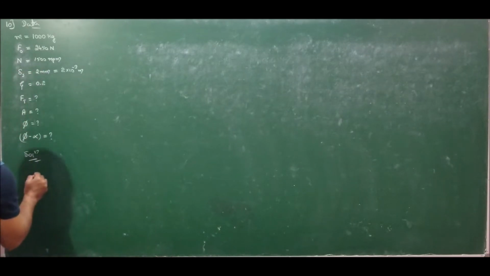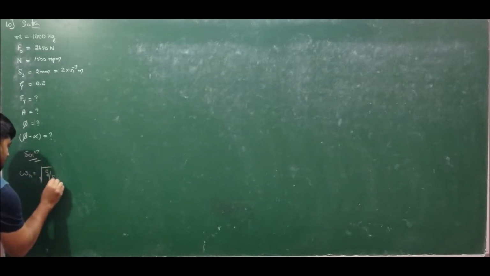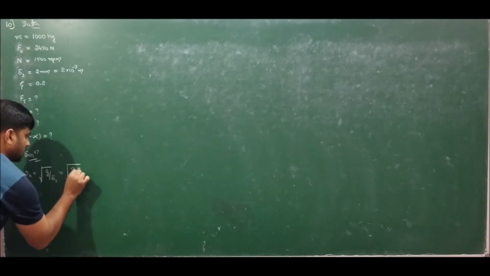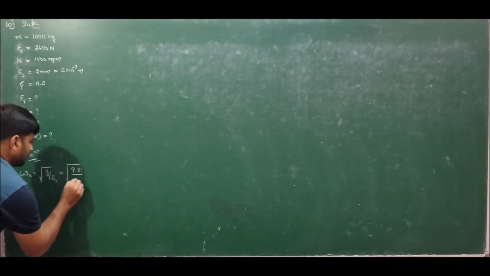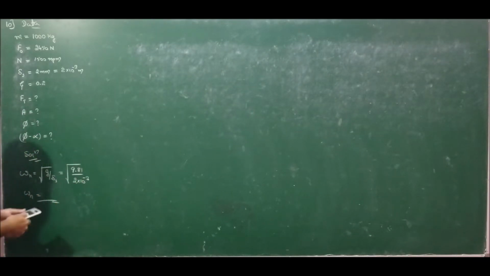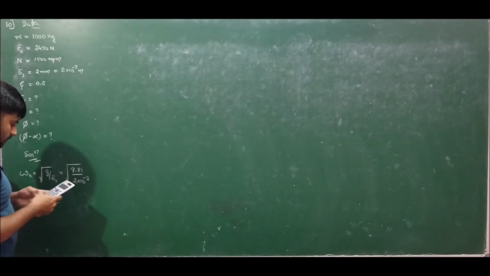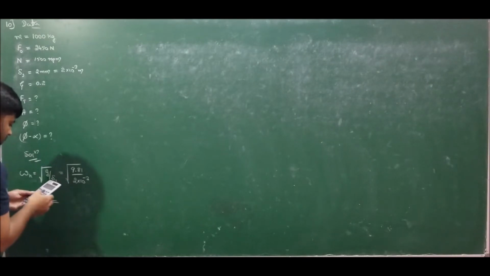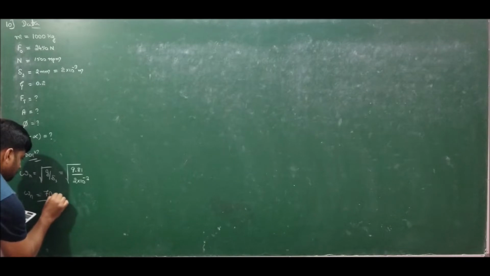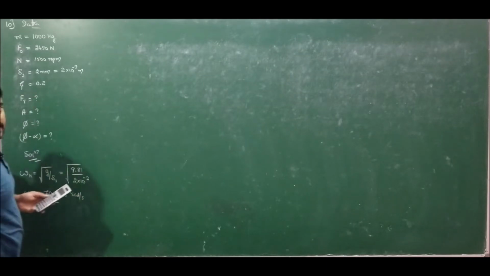Recollecting the basics, the natural frequency omega n is given by root of g by delta static, where g is acceleration due to gravity, 9.81 meter per second square, and static deflection is 2 into 10 to the power of -3 meters. Hence the natural frequency for the problem will be root of 9.81 divided by 2 into 10 to the power of -3. Hence the natural frequency for this problem is 70.036 radians per second.